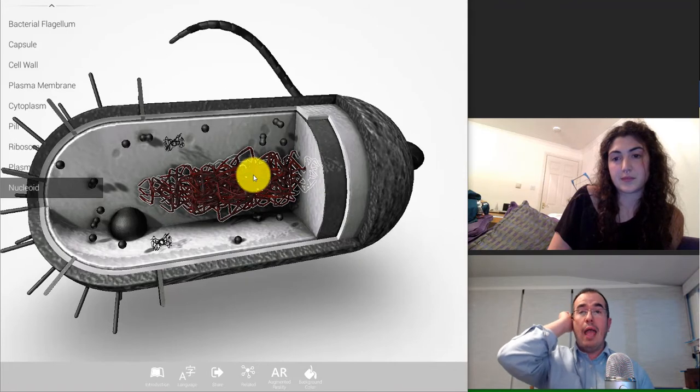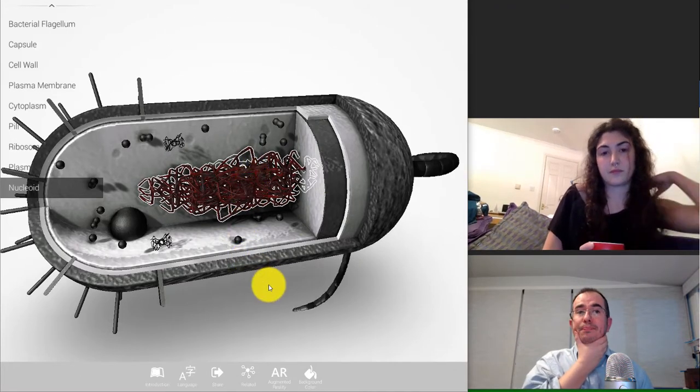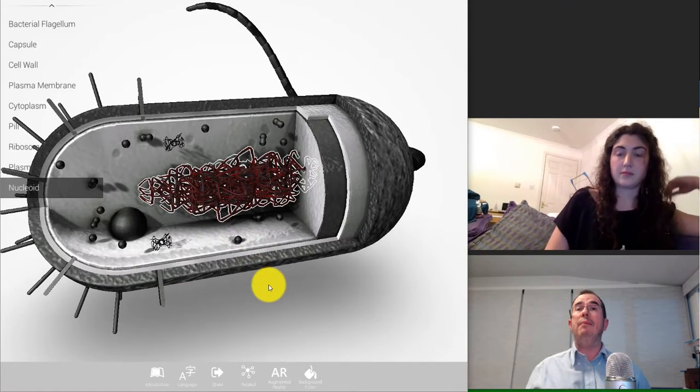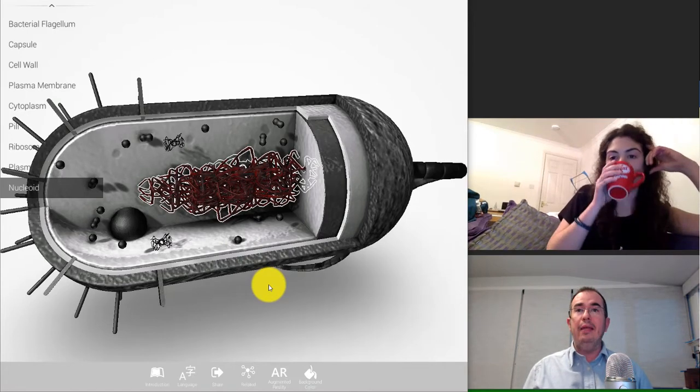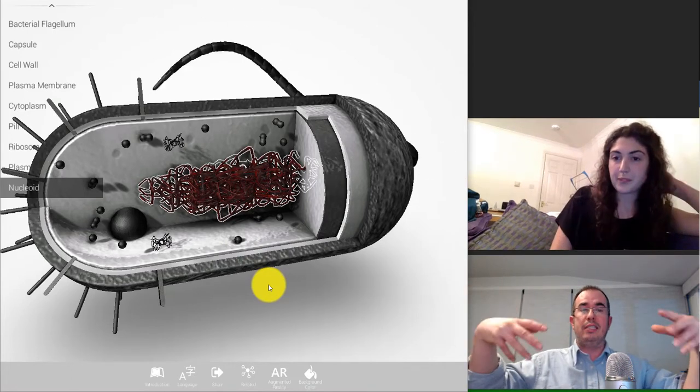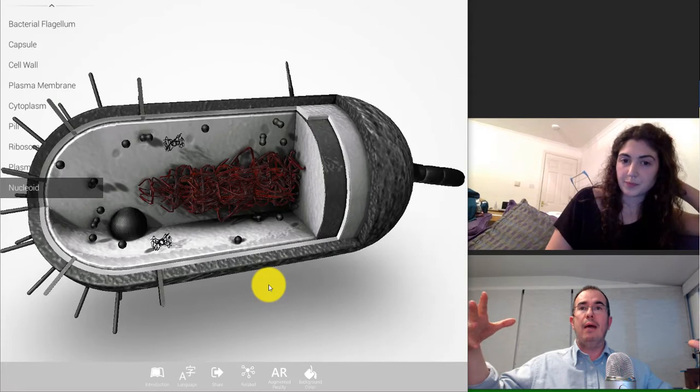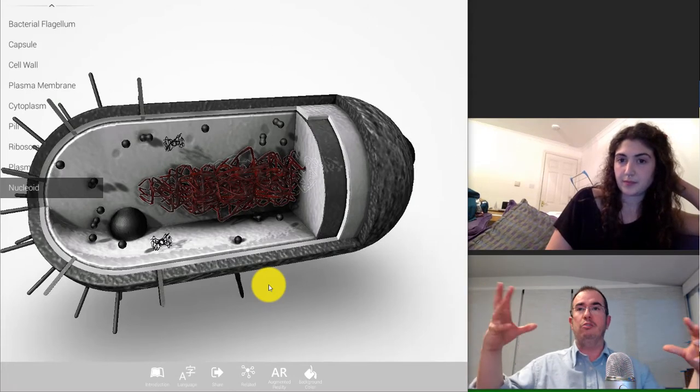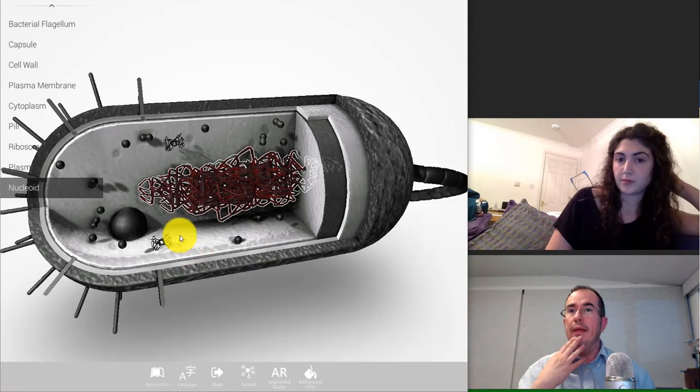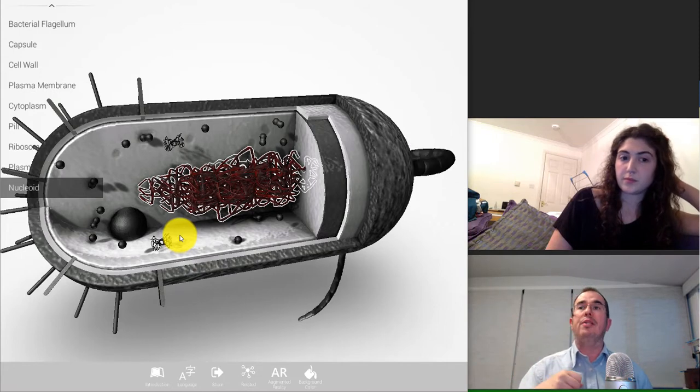Okay, so I am observing here in the model that all the DNA is in the middle of the cytoplasm, but it is not inside of a nucleus. No están dentro de un núcleo. Por eso es una célula procariota.